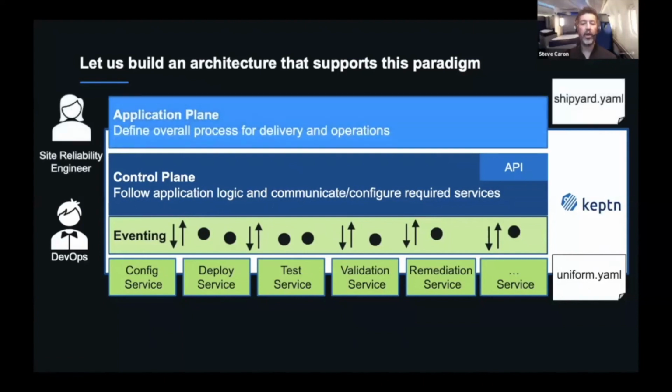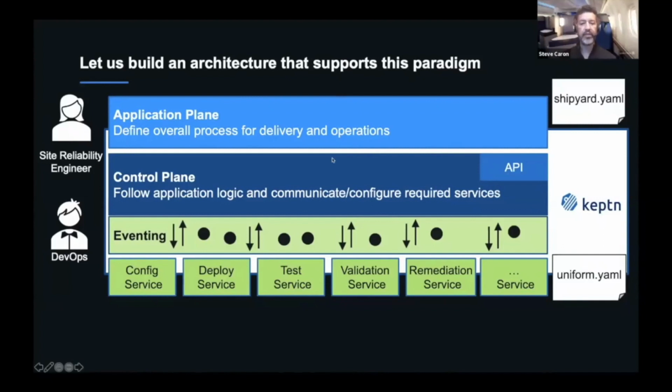On top of this, we also have the ability to define the application plane. And this is the actual delivery and operation process, and this is typically done by a different group of people. What they do is they define the process, like how many stages, what type of deployment is it for that specific stage, is it going to be a direct or blue-green deployment, what is the testing strategy for that stage, is it going to be a functional test, a performance test, a security test, and that is defined in the shipyard file that we see here.